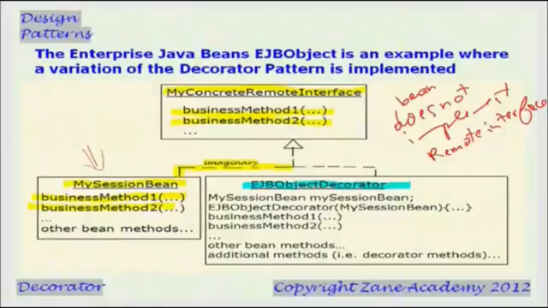So it's going to wrap this session bean, and if a call is made to one of the business methods in the decorator, like business method 1 or business method 2, what the EJB decorator is going to do is route the call. Inside those business methods there would be the ability to call the my session bean, and when we instantiate the EJB object decorator, it's going to have an instance of the session bean that it stores inside it. And then it allows it to call methods on the session bean.